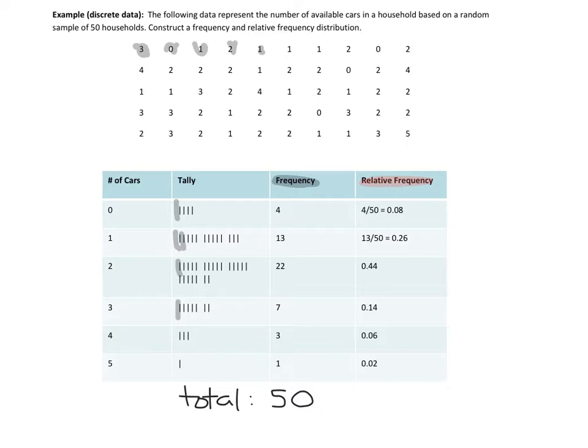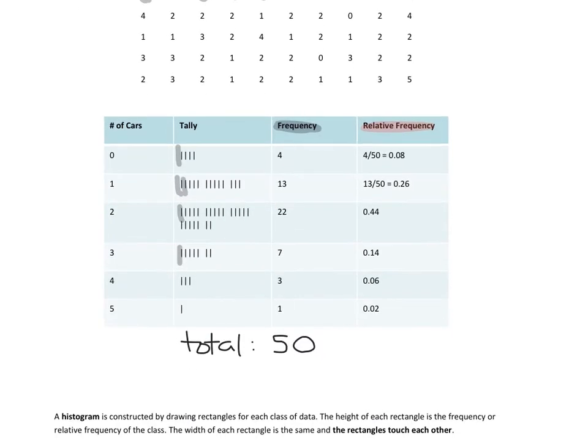We can create our relative frequency by looking at parts to the whole. So 4 out of 50 households had no cars, that's the relative frequency. 13 out of 50 households had 1 car. 22 out of 50 households had 2 cars. So that's how we're getting our relative frequency, just like we were doing before. And we know that the relative frequency adds up to 1.